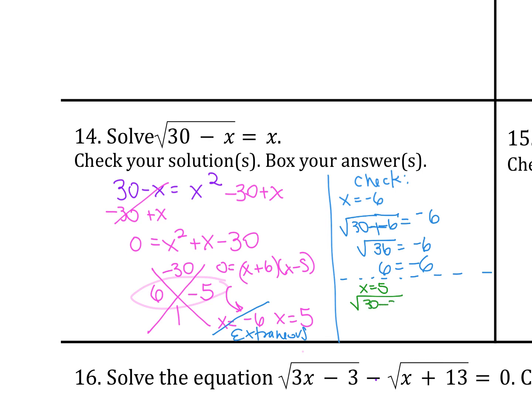Square root of 30 minus 5, does that equal 5? So square root of 30 minus 5 is square root of 25. So 5 does equal 5. Therefore, x equals 5 is our solution. So we have one solution, which is 5, and the extraneous solution is negative 6.